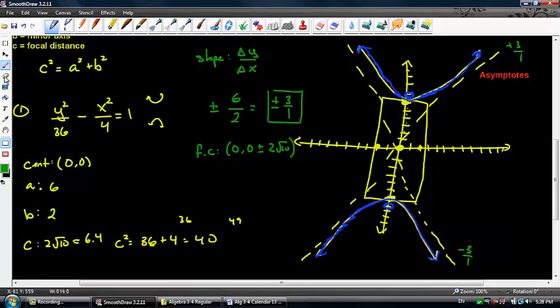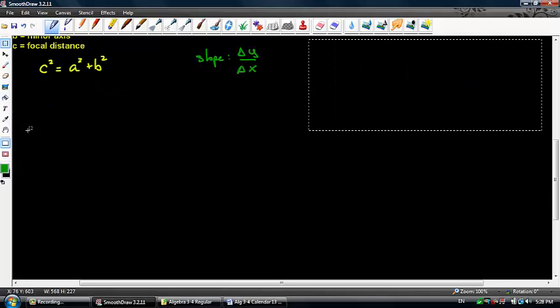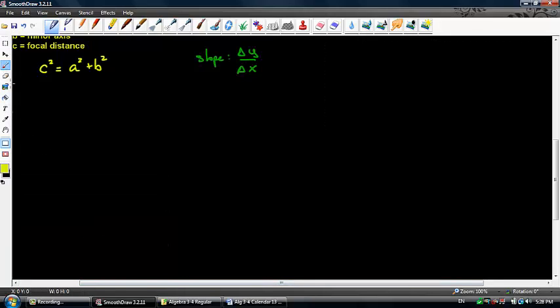Okay, I realize that was a little bit much to take in, but let's go ahead and do another one to see for full comprehension. And I think in terms of the slope of the asymptote, just doing a couple thousand of them will definitely help. Let's do another example. X squared over 25 minus y squared over 16 equals 1.